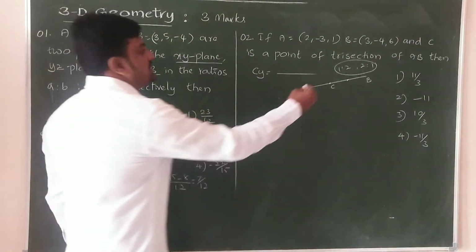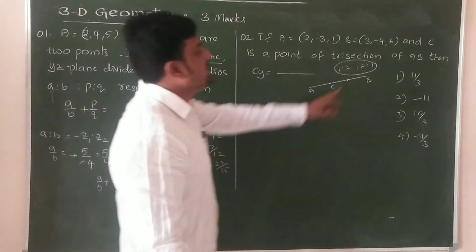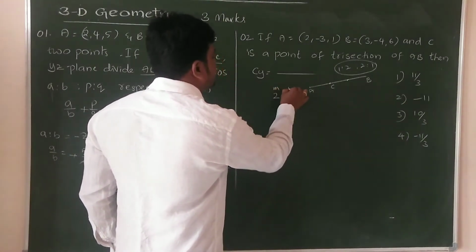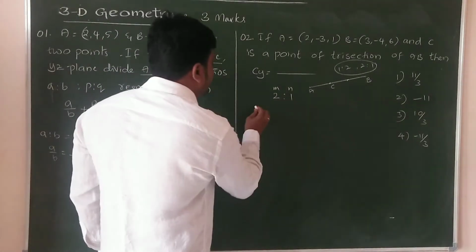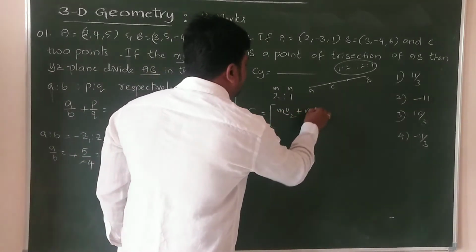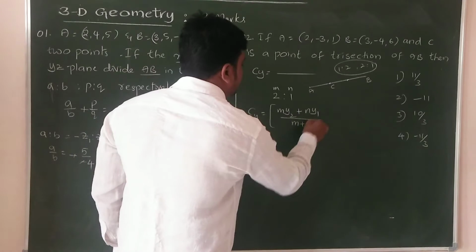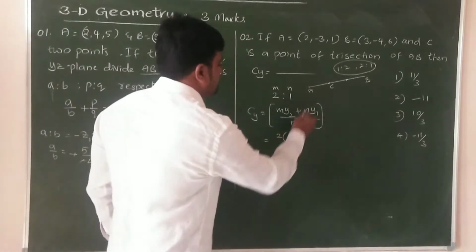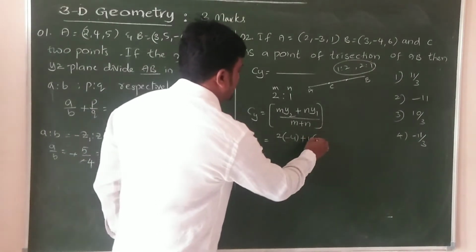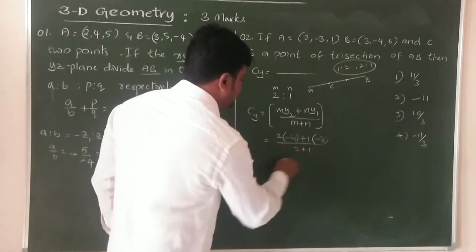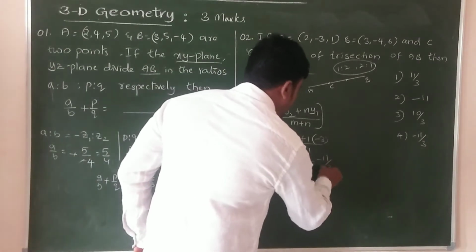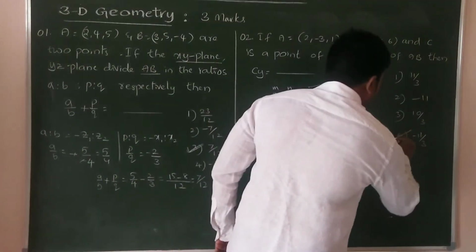Okay. Suppose taking 2 is to 1. C divides AB in 2 is to 1, m is to n. So only we need the y coordinate. Y coordinate means m y2 plus n y1 by m plus n. Then y2 is minus 4, m is 2 and n is 1, and y1 is minus 3, so minus 8 minus 3 by 3 equals minus 11 by 3. Okay, fourth one is the right option.